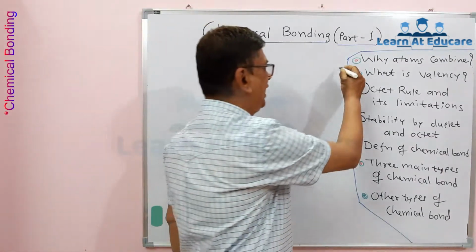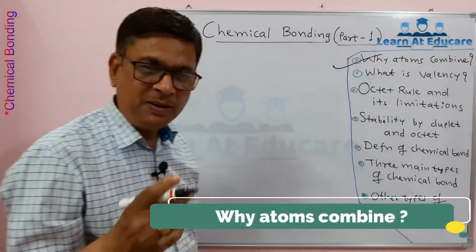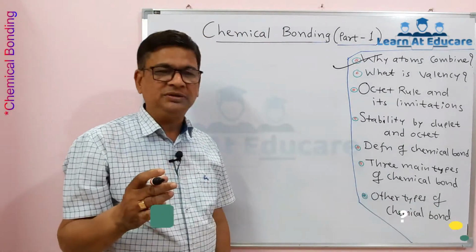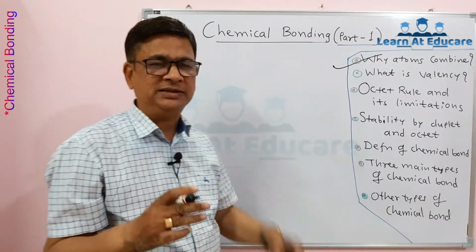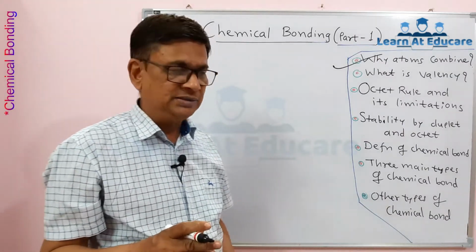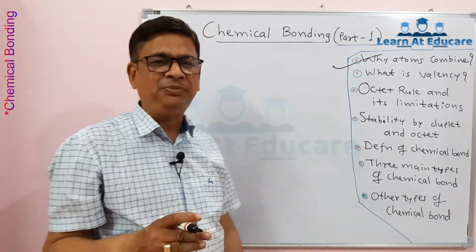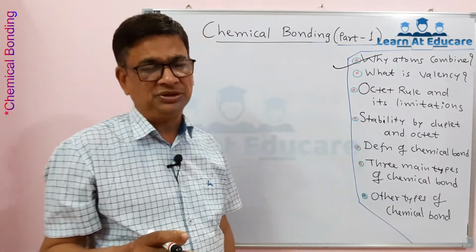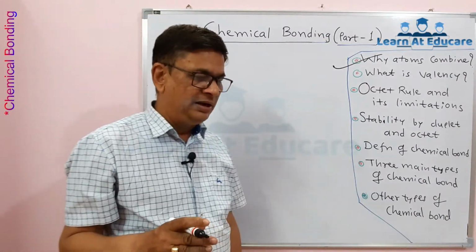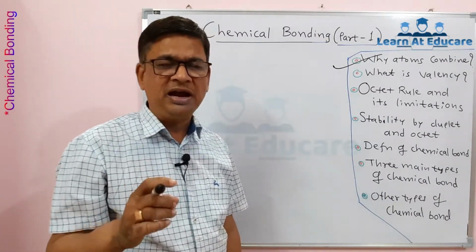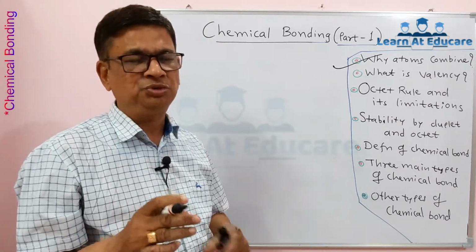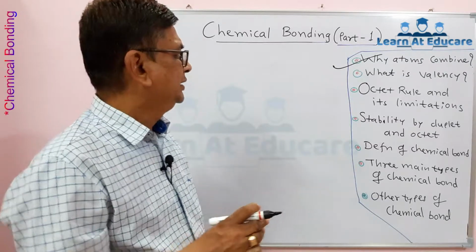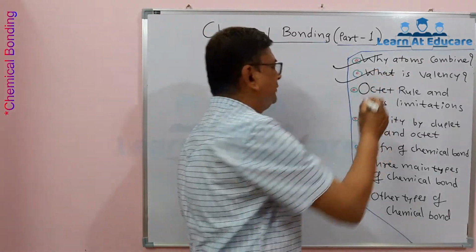First we'll see why atoms combine. Remember, individual atoms are not stable, and the system always tries to get stability. Individual atoms, except inert gaseous atoms, are unstable, and therefore atoms try to get stability by combining themselves to form molecules. They combine according to their valency.